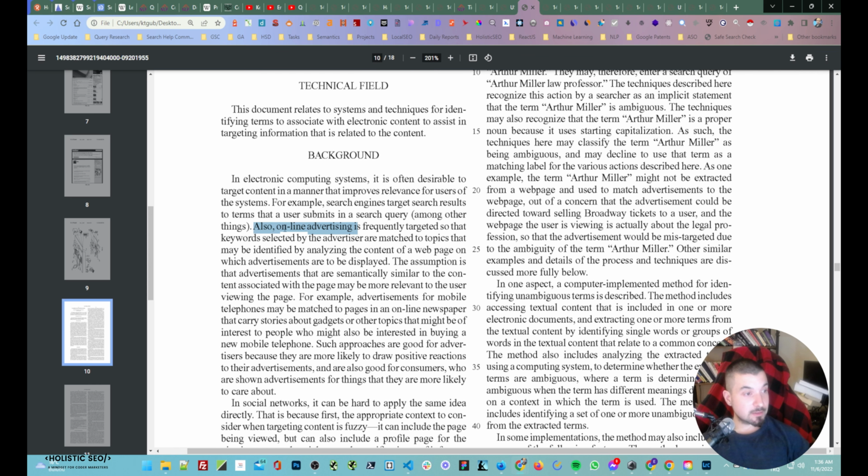Anyway, and online advertising. In online advertising, frequently targeted so that keywords selected by the advertiser are matched to the topics that may be identified by analyzing the content of the web page on which advertisements are to be displayed. The assumption is that advertisements that are semantically similar to the content associated with the page may be more relevant to the user viewing the page. For example, advertisements for mobile telephones may be matched to the pages in an online newspaper that carries stories about gadgets or other topics that might be of interest to the people who might also be interested in buying a new mobile phone. Even if you just read these samples from search engine, you can actually use these things for your own topical maps as well.